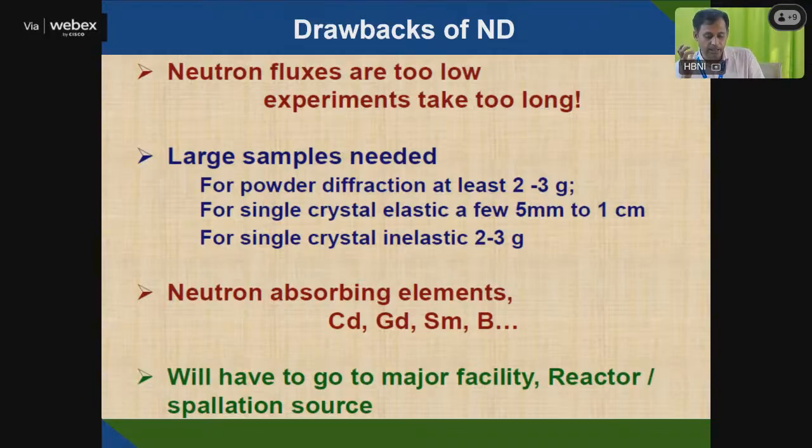And if there is a neutron absorbing element in your material, like gadolinium, such as zinc gallate, or cadmium sulfide, or samarium alloys, or boron containing samples, those cadmium, gadolinium, samarium, or boron will act as neutron absorbers. They will absorb the neutrons and you will not get proper data. And the fourth, most important point, we have to go to a major facility like a reactor or spallation source for all those neutron measurements.